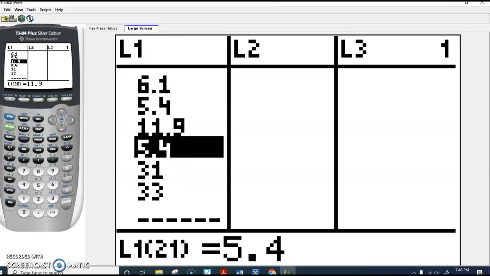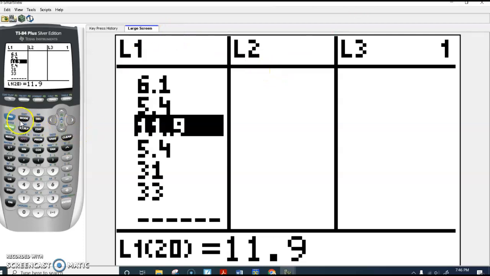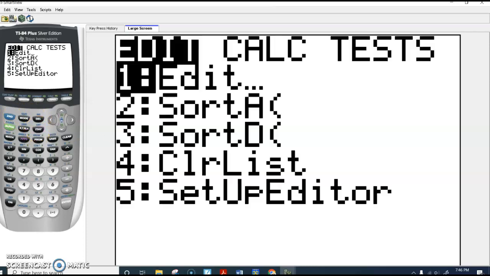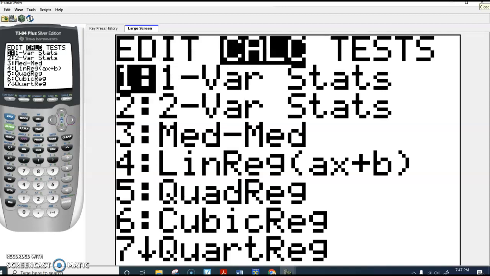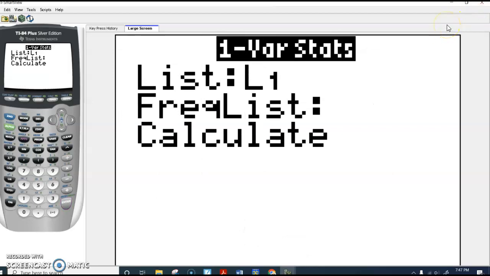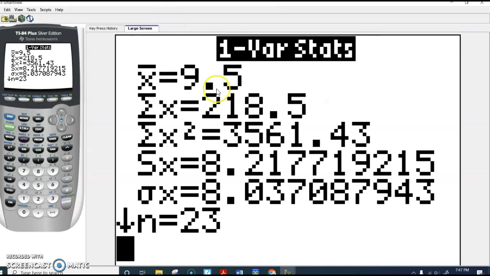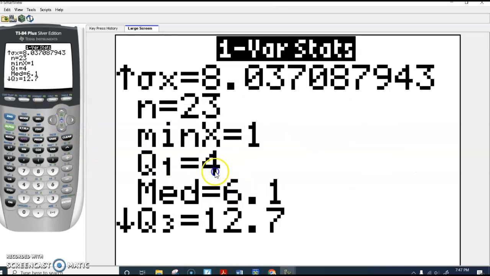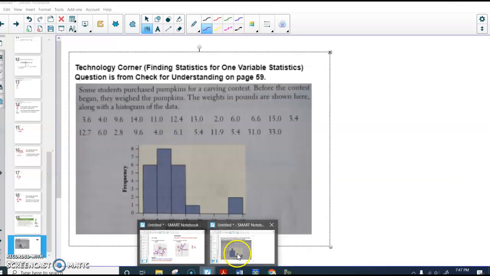Once I have those pieces of data in my calculator, I press second mode, a lot of times just to clear the window. Then I'm going to press stat, and go to the right on top of calculate. I'm going to press enter on calculate, and press enter 3 times. What I see in my calculator is x bar. Remember, x bar represents your mean. My mean is 9.5. I'm going to keep going down. I press the down arrow, and I got the median to be 6.1.